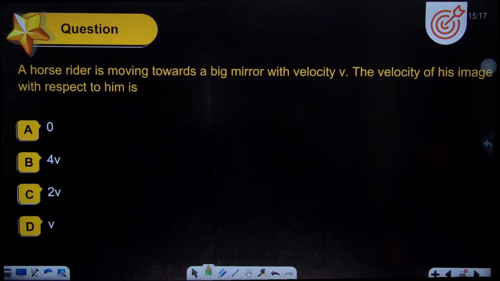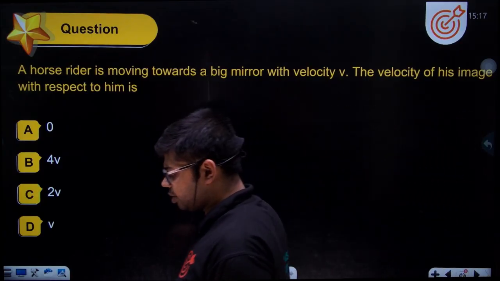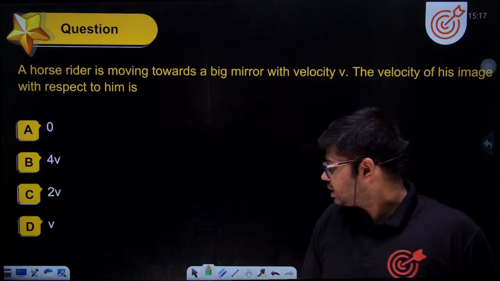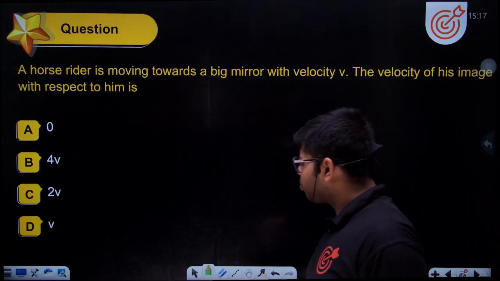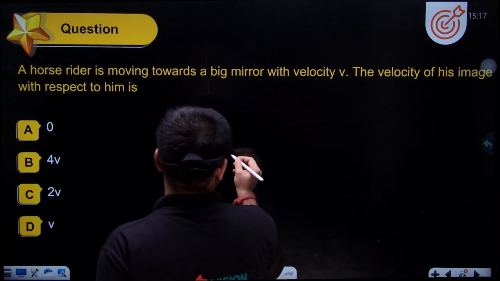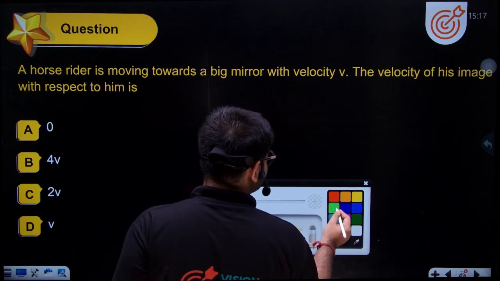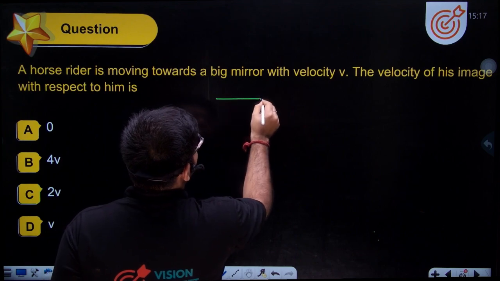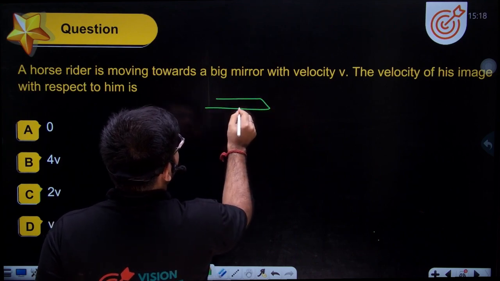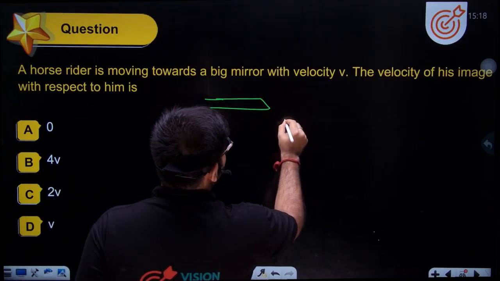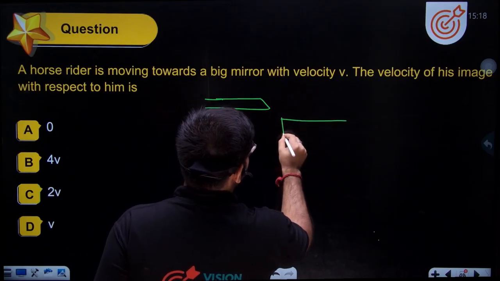Now we come to a very important concept, the concept of relative velocity. What is relative velocity? Let me give you an example. Mostly, while understanding relative velocity, we take the example of a train. Suppose this is a train, imagine a Vande Bharat, and this is another train, a goods train.